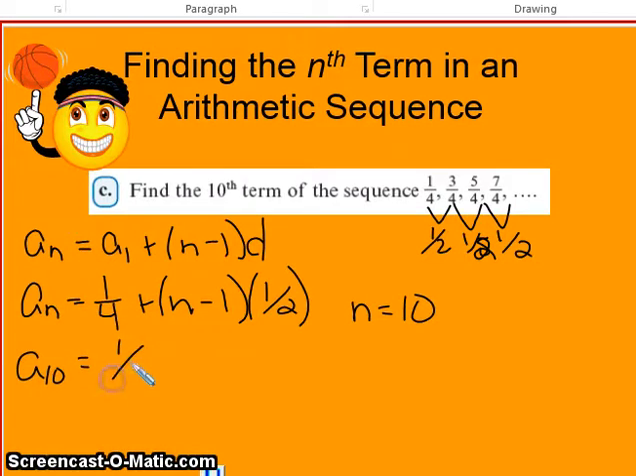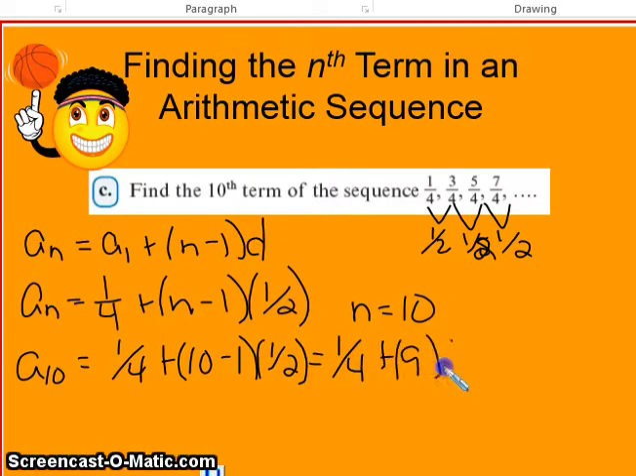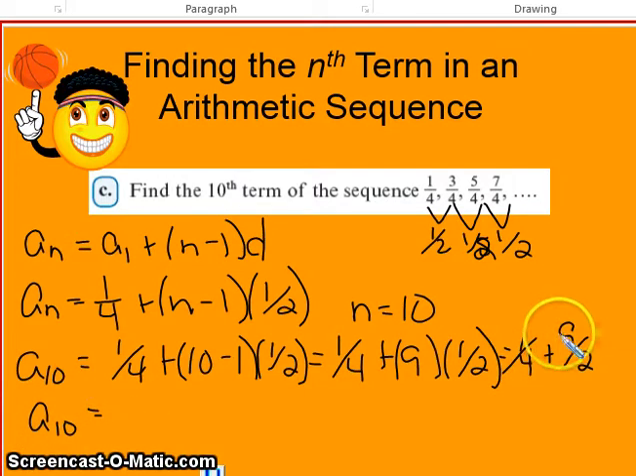So we have 1/4 plus 10 minus 1 times 1/2. We'll apply order of operations here. We have 1/4 plus 9 times 1/2, which is 1/4 plus 9 over 2, because 9 times 1/2 is 9 over 2, which is going to give us, let's see, 1/4, and that would be 18 over 4. So we would have 19 over 4 as our 10th term.